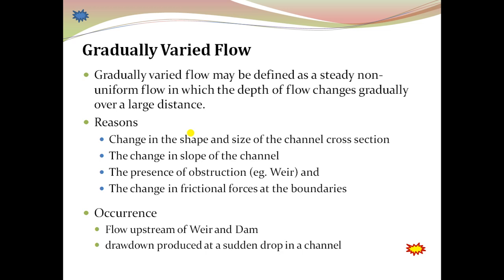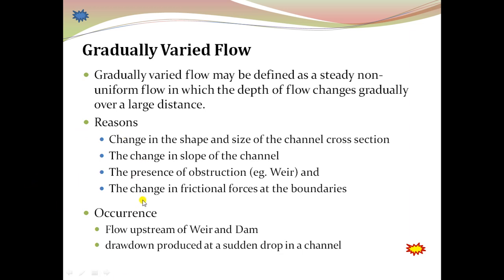Coming back to gradually varied flow. Gradually varied flow may be defined as a steady non-uniform flow in which the depth of flow changes gradually over a large distance. The reasons for gradually varied flow are change in shape and size of the channel cross section. If you refer to this diagram, at three different places the cross sections are not the same. So if the area of the flow section is not the same, the resulting flow is non-uniform flow.